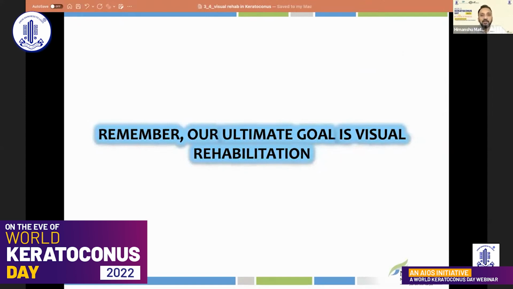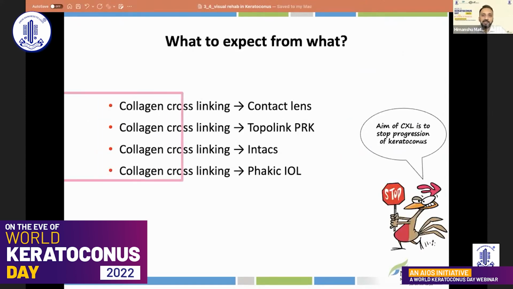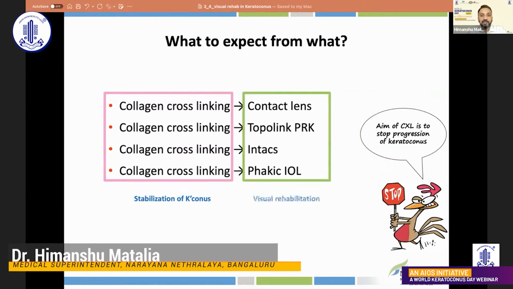Interestingly, the treatment of keratoconus includes certain things which make the doctor happy, which is stabilization of the cone. As a doctor, we would be really happy that, wow, we have stabilized your cone. But as a patient, the other person may not be happy until the visual rehabilitation occurs. So the visual rehabilitation is done using different modalities, and a few of them we have already discussed.